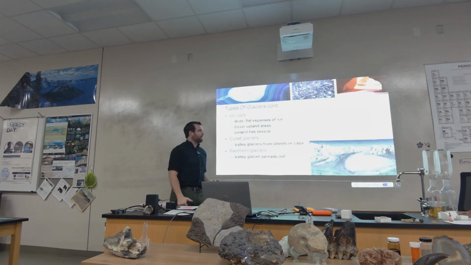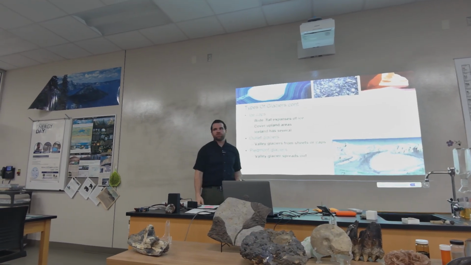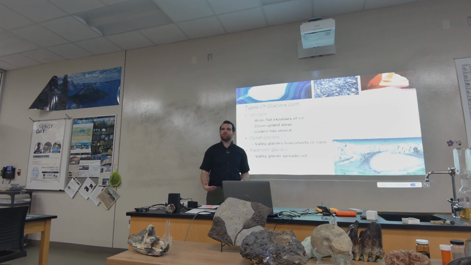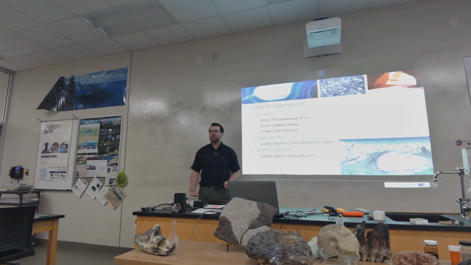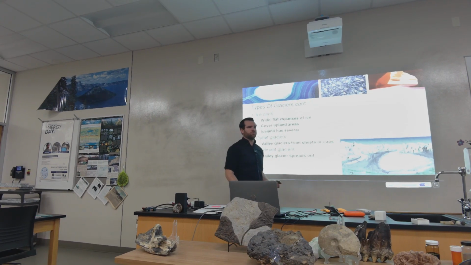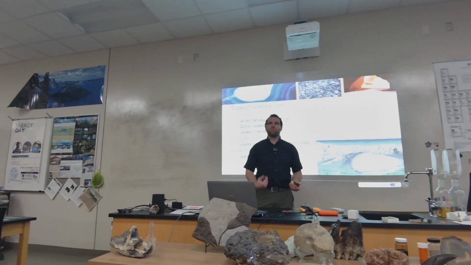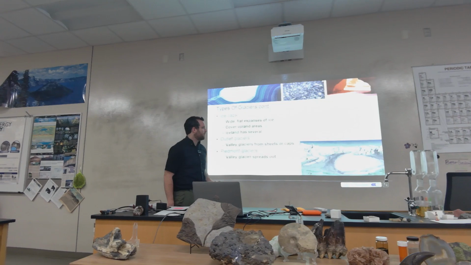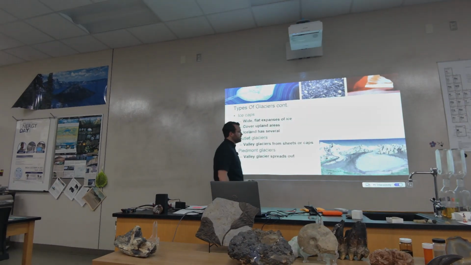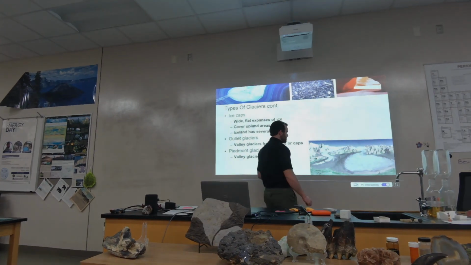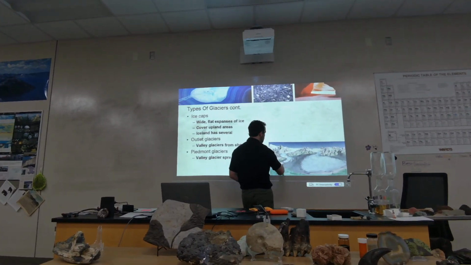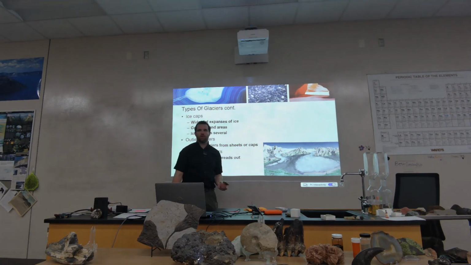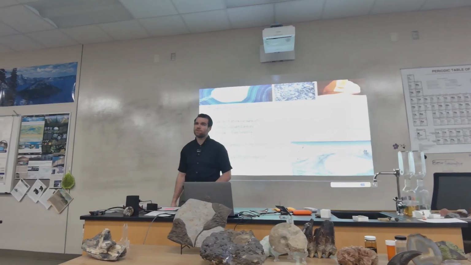Then we have ice caps, which are essentially smaller versions of ice sheets. They do not take place over an entire continental area. Usually they just cover a mountain range, but the same concept: multiple glaciers flowing from a central source. And then you have outlet glaciers, which are essentially glaciers that have escaped. They've made their way out from the rest of the pack from an ice sheet or an ice cap.